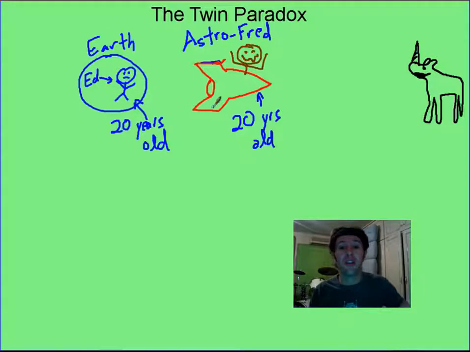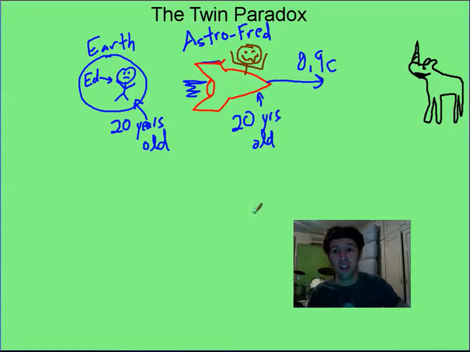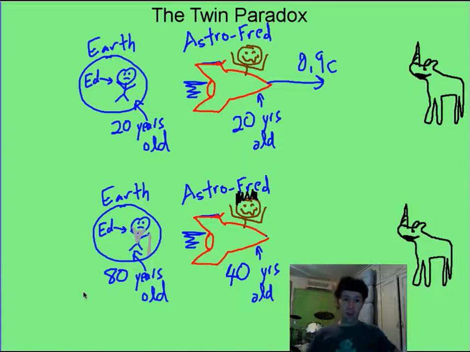Astro Fred's going to get in his rocket ship. He's going to blast off. He's going to go high-five the magic space unicorn that's very far out there. He's going to travel at a crazy fast speed, let's say something like 0.9 c, or 90% the speed of light. High-five the unicorn, and then he is going to come back. So Astro Fred comes back, and he thinks he's been gone, looking at his watch, for 20 years, and he's now 40 years old, middle age.